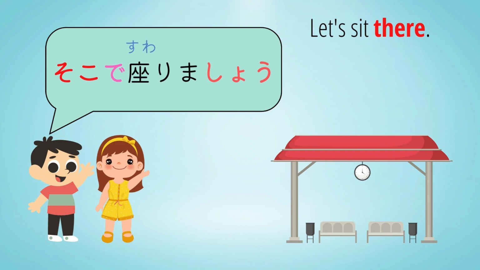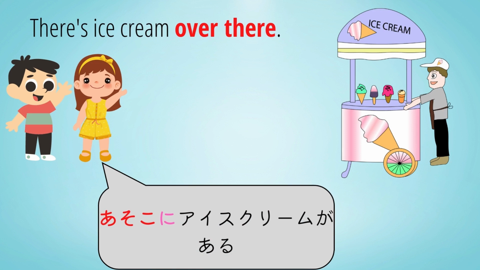そこで座りましょう。 This means, let's sit there. あそこに、アイスクリームがある。 This means, there's ice cream over there.